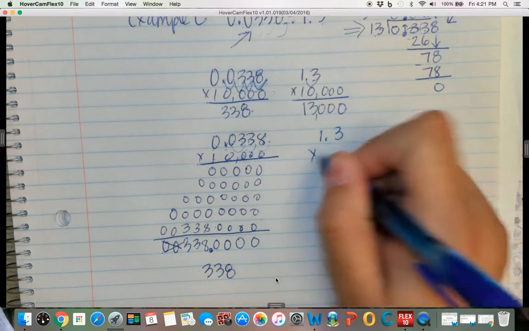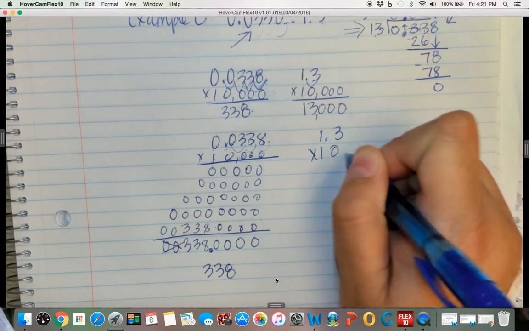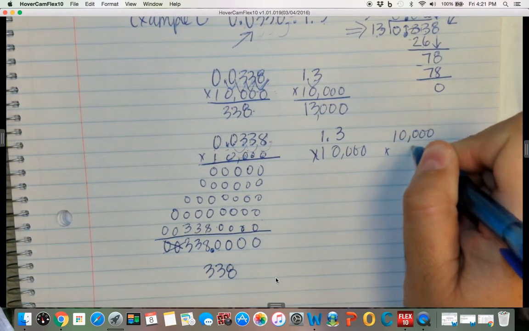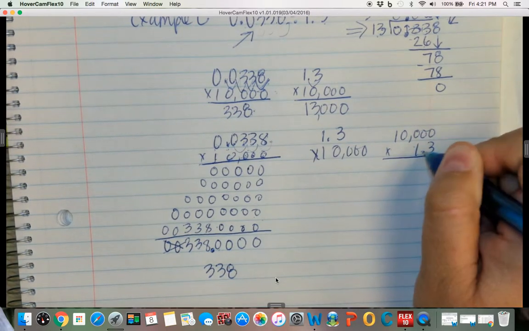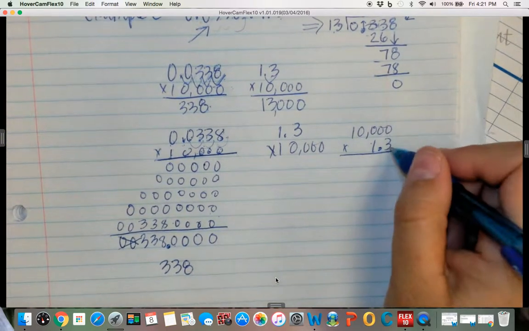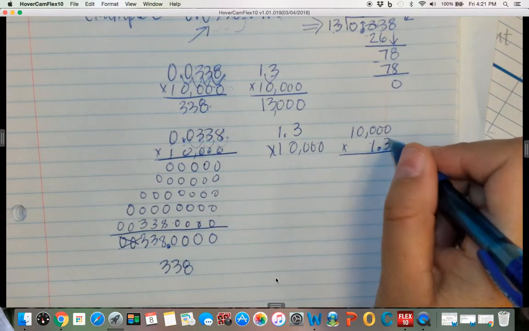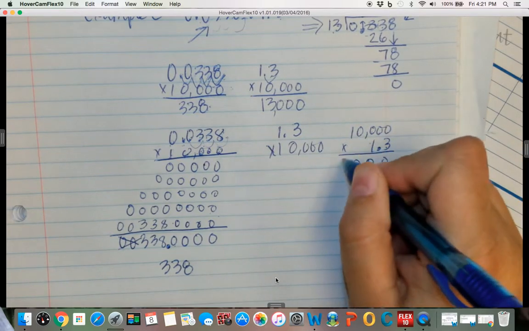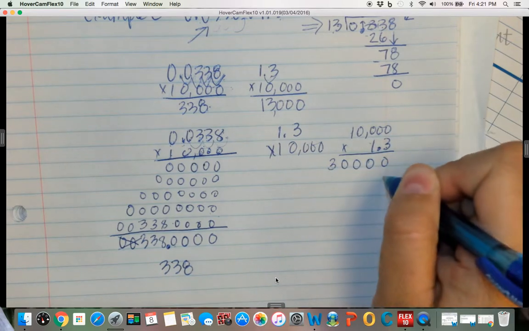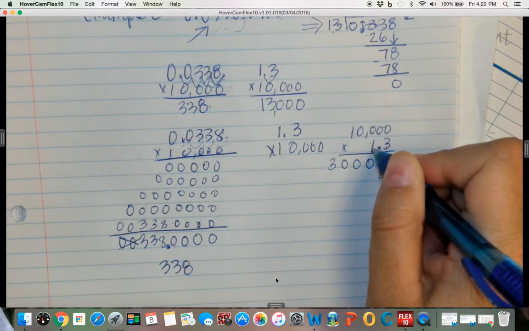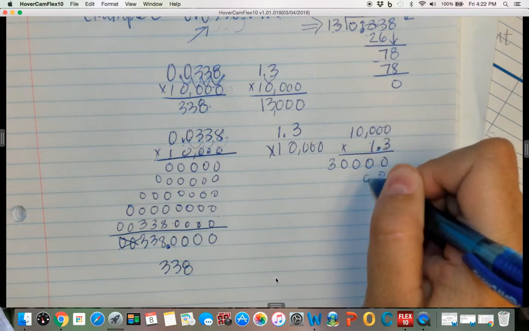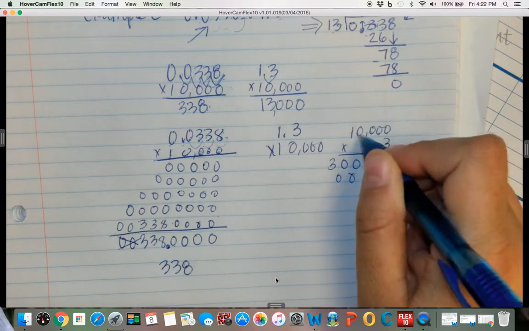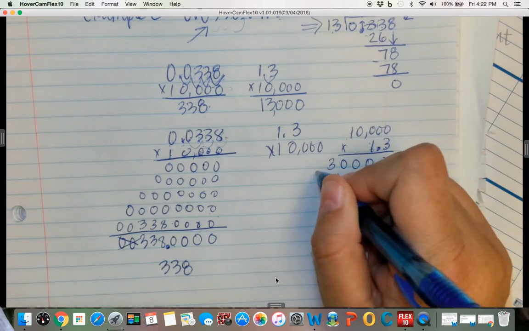1.3 times 10,000. It's actually easier to put the higher number first. And you don't have to set up decimals when you're multiplying. So 3 times 0, 0. 3 times 0, 0. 3 times 0, 0. 3 times 0, 0. 3 times 1, 3. Placeholder. Okay? Next one. 1 times 0, 0. 1 times 0, 0. 1 times 0, 0. 1 times 0, 0. 1 times 1, 1.